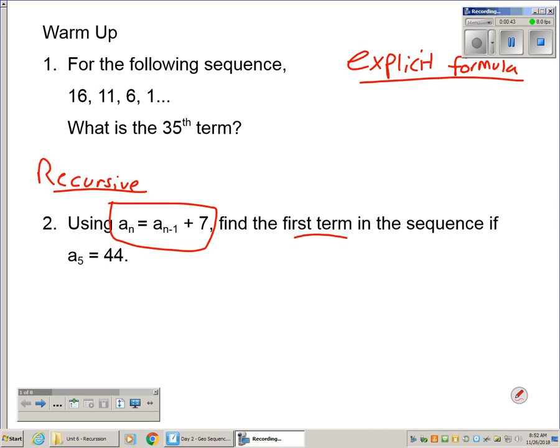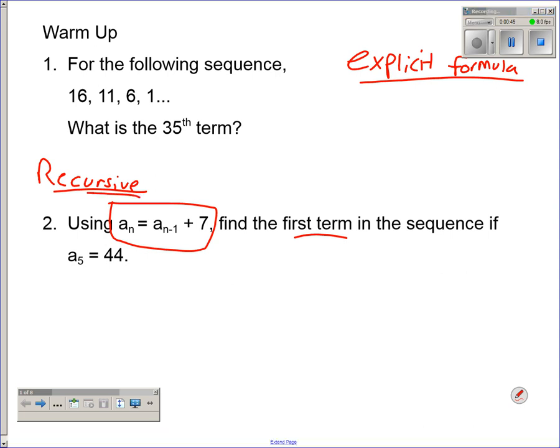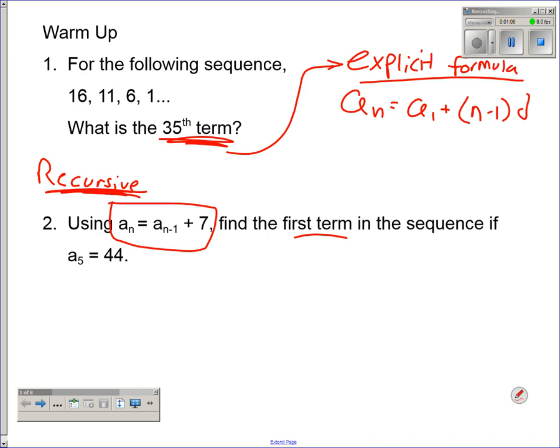All right. So the explicit. Okay. So just to recap. This was the recursive formula here in arithmetic sequences. The explicit formula was a sub n equals a sub 1 plus n minus 1 times our common difference. And we use the explicit formula to find any nth term. That's why it was very helpful.